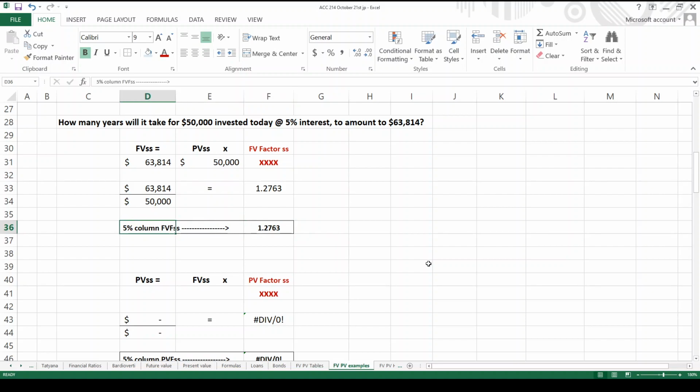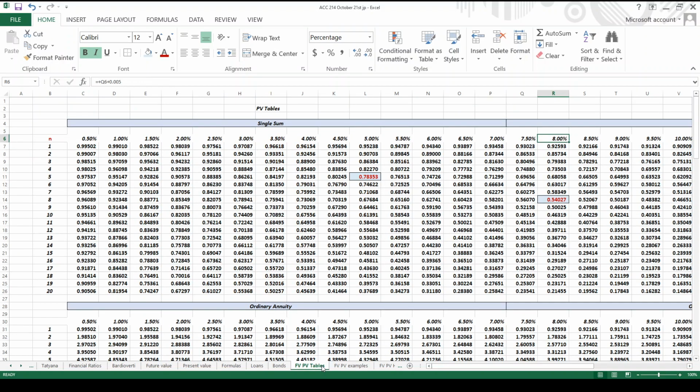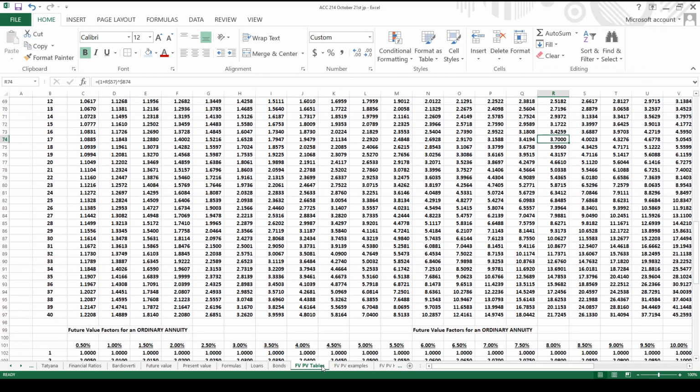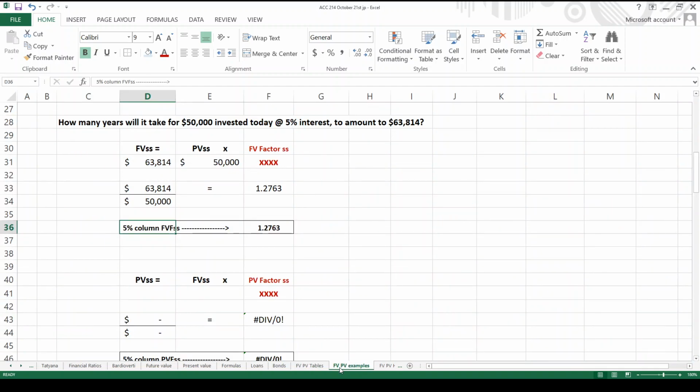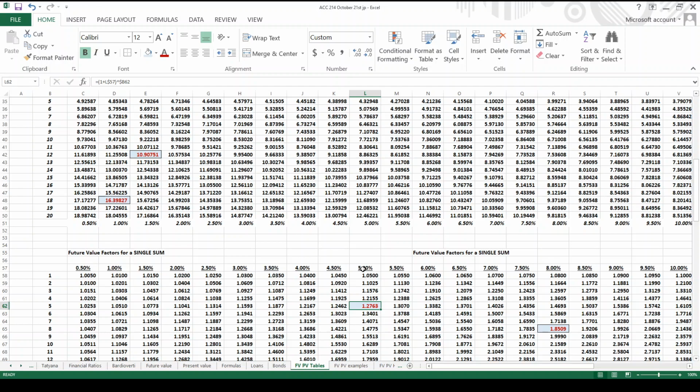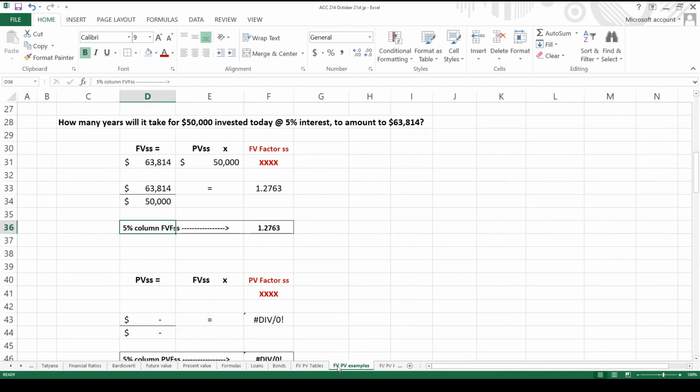So what do we do? We go to the 5% column in the future value single sum table. So let's do that. 5% column. And we go down and we're looking for our number. And what was our number? 1.2763. So there it is, 5%. When you have the interest rate, you go down that column and then you go across to find your n, and n is equal to 5 in this case. Yeah? And since it's a single sum, we could do it both ways, yeah?